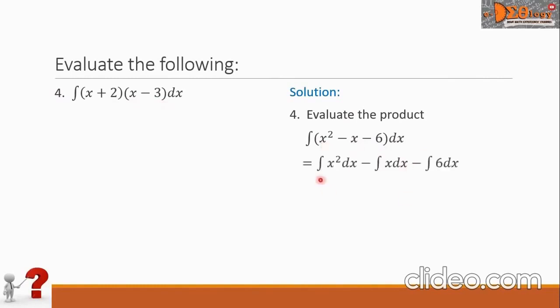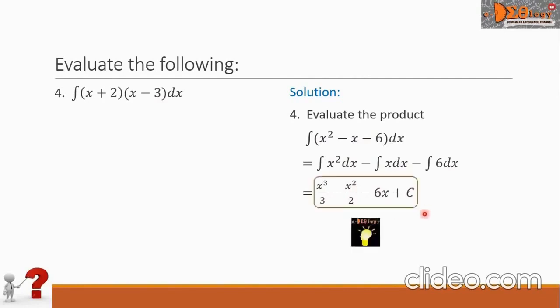So we have the integral of x squared dx minus the integral of x dx and minus the integral of 6 dx. Getting the integral of each of the terms, we have now x cubed over 3 minus x squared over 2 minus 6x, and then we will add the plus c. This is the final answer.